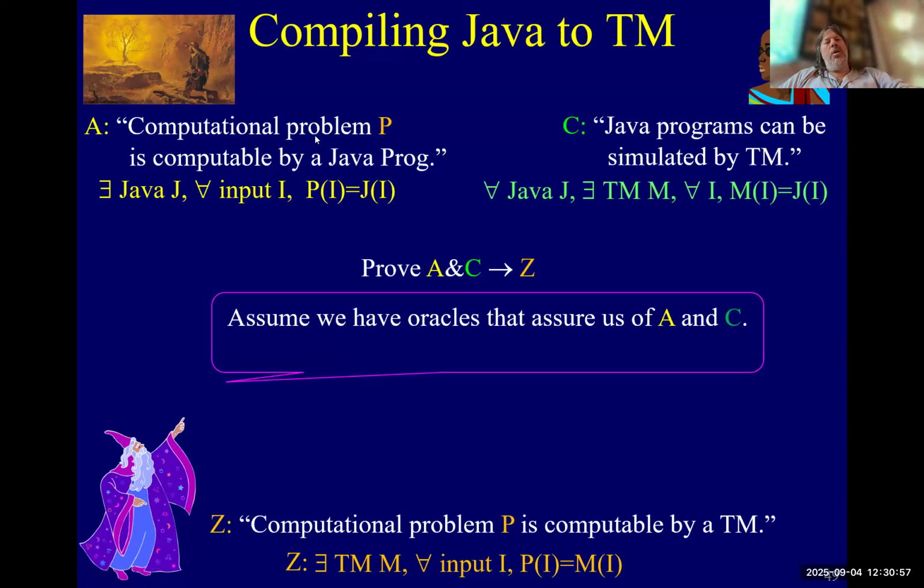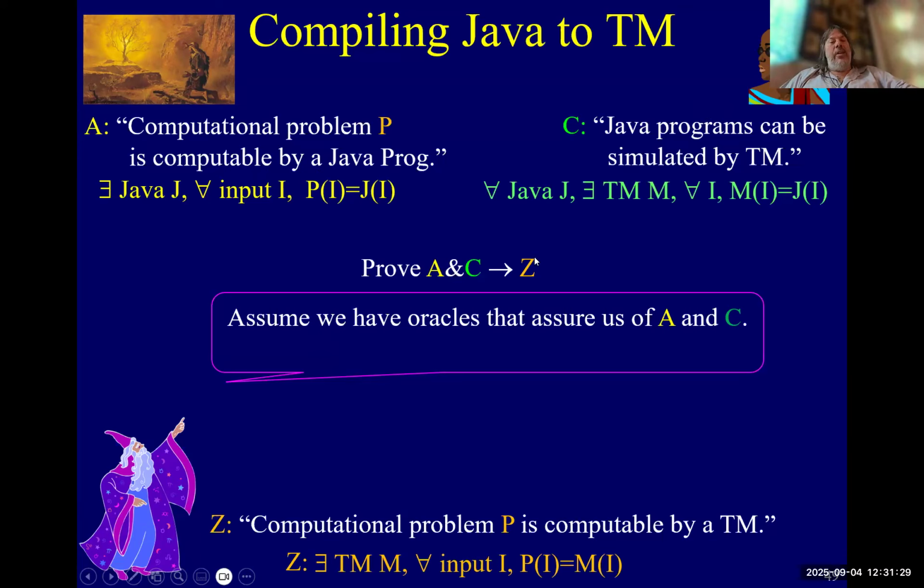All right. So now our goal is to prove that if a problem is solvable by a Java program and you can compile Java programs into Turing machines, then the problem can be solved by a Turing machine, right? And that makes perfect sense, right? Does that make sense? If you can solve P by a Java program and you can convert the Java program into a Turing machine, then there's a Turing machine that can solve the problem. All right? So how do we prove this?